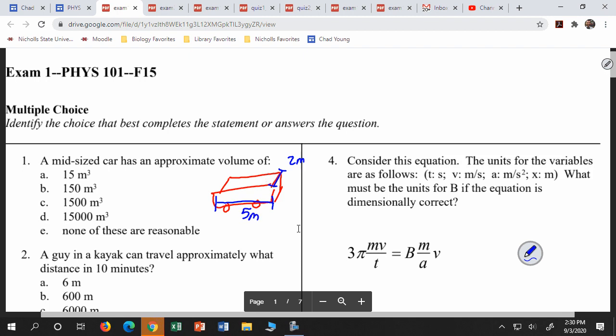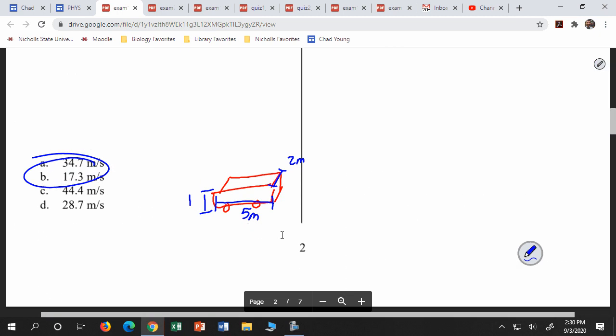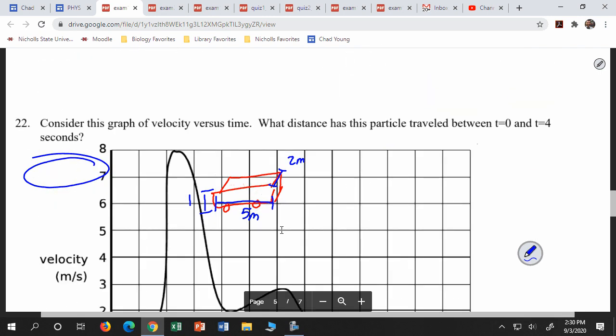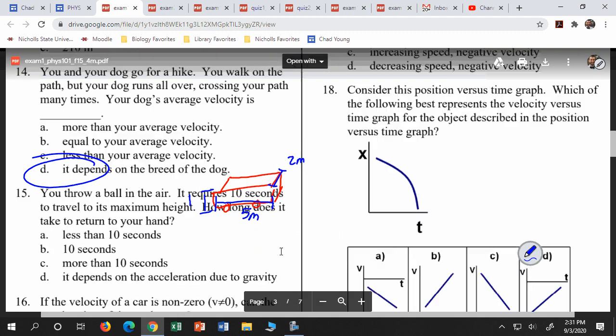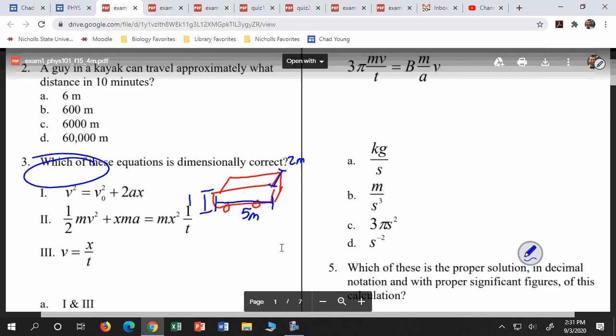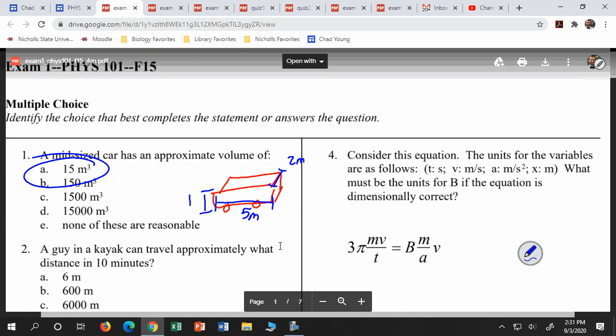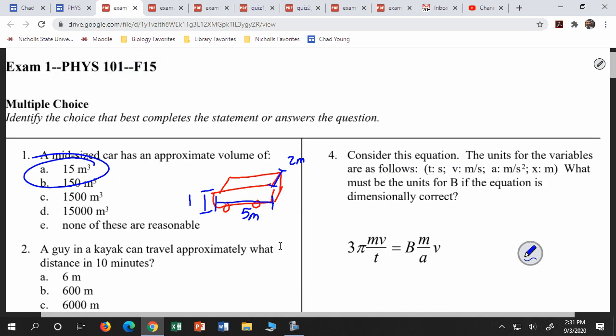So 5 meters long, and then a height. It comes up to about here. Maybe, let's just say 1 meter. So I have 1 times 5 times 2. That would be 10 cubic meters. So that means I'm going to have to choose 15. Okay? Double check that. Number 1 better be A, hopefully. Yeah, 1 is A. Because really a car that would be 150 cubic meters would be 10 times the size of this theoretical car that I've constructed in my mind.